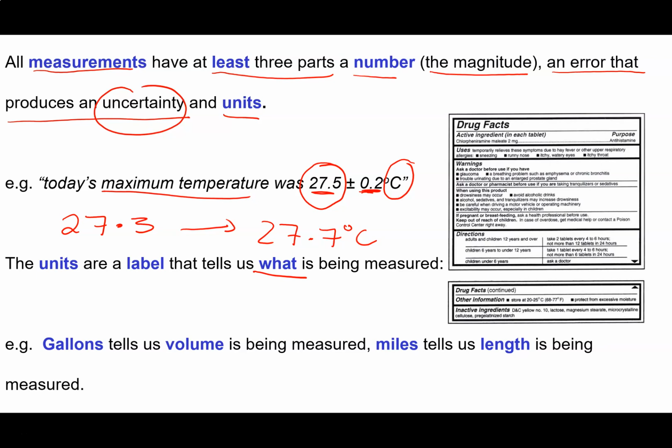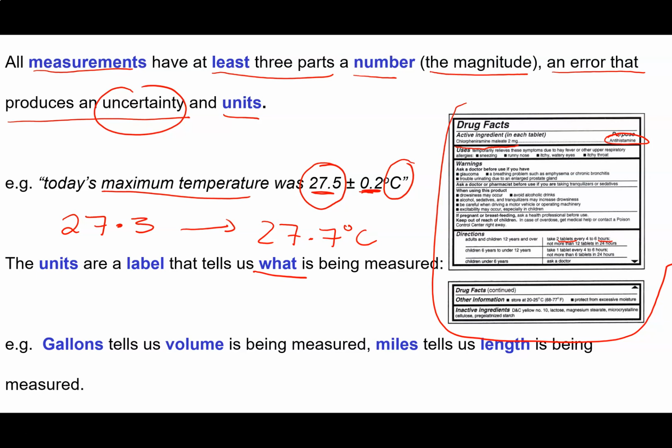So, if you look at the label, in this case, it was the label on a medication, which was an antihistamine. You'll see a whole variety of different measurements here. It tells you in different units. It tells you to take 2 tablets. There, the unit is tablets. And then we've got hours. That's a measure of the unit of time, and so forth, right? Okay. So, that's what's going on there.